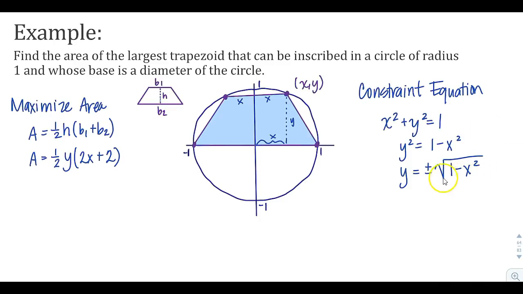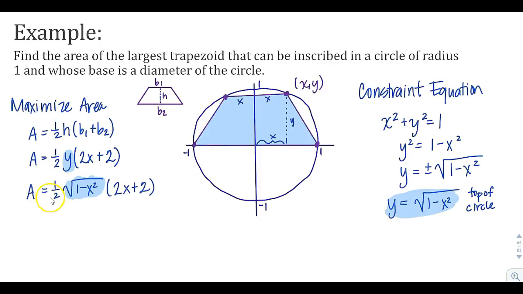I can't take the square root of each piece, so here I have two different functions, positive radical 1 minus x squared and negative radical 1 minus x squared. The positive part is the top of the circle, so y equals the square root of 1 minus x squared is the top of the circle, and the negative in front would be the bottom of the circle because it would be a reflection. Since I've constructed my trapezoid on the top of the circle, I'm going to choose this equation to substitute in for this y over here.